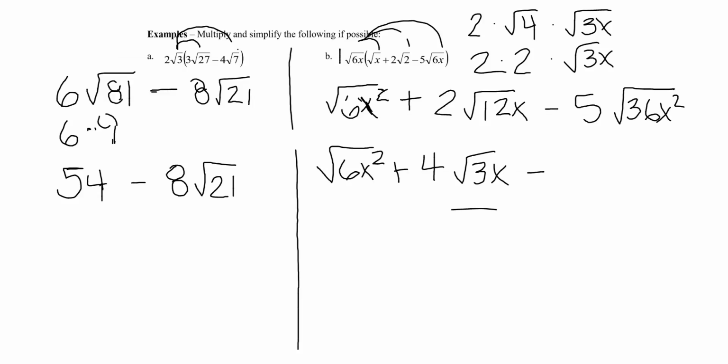And then over here, the square root of 36x squared is going to be 6x. So we're going to have 5 times 6x, which will give us 30x. And that's our final answer. We can't do anything else to it. There's no like radicals, so we can't add anything together. So that's our final answer.